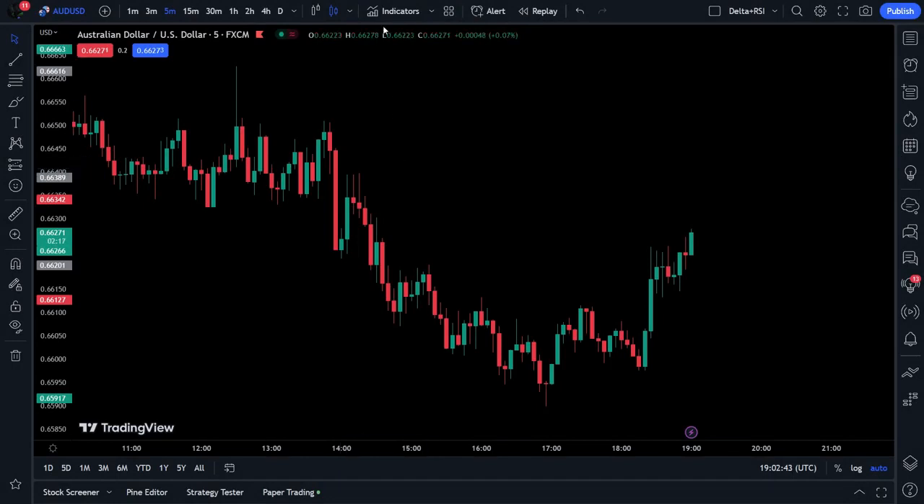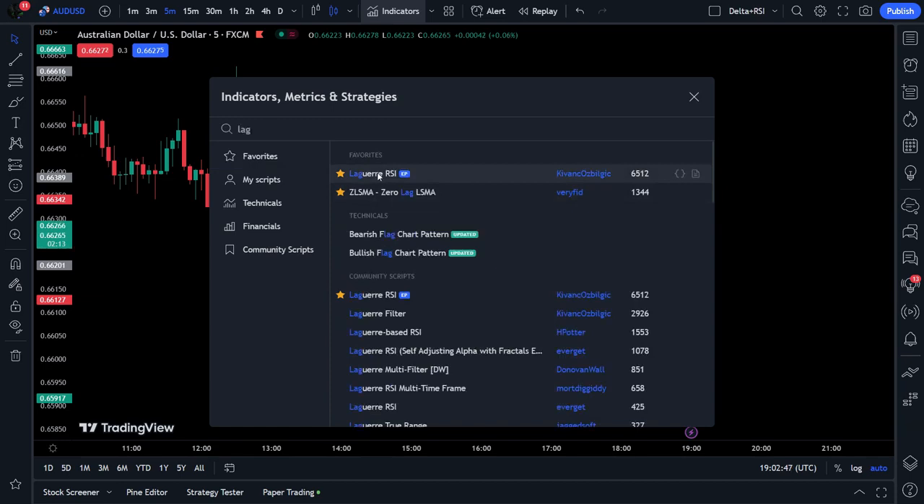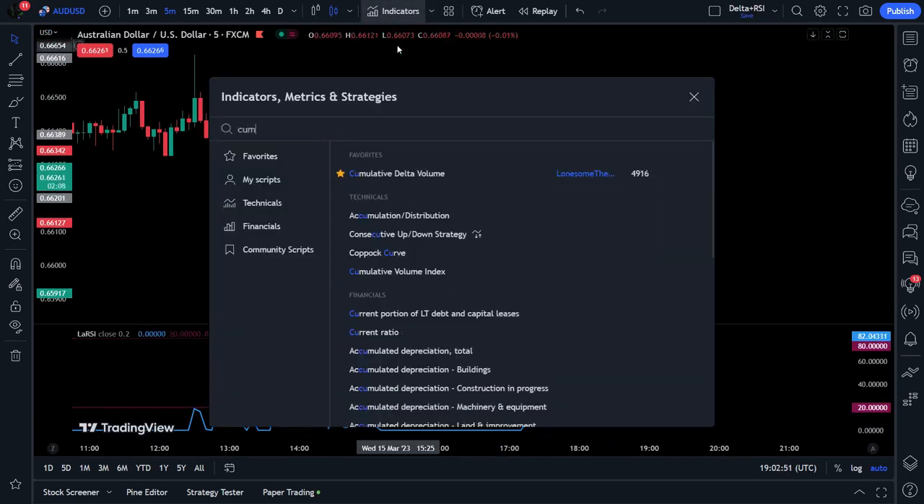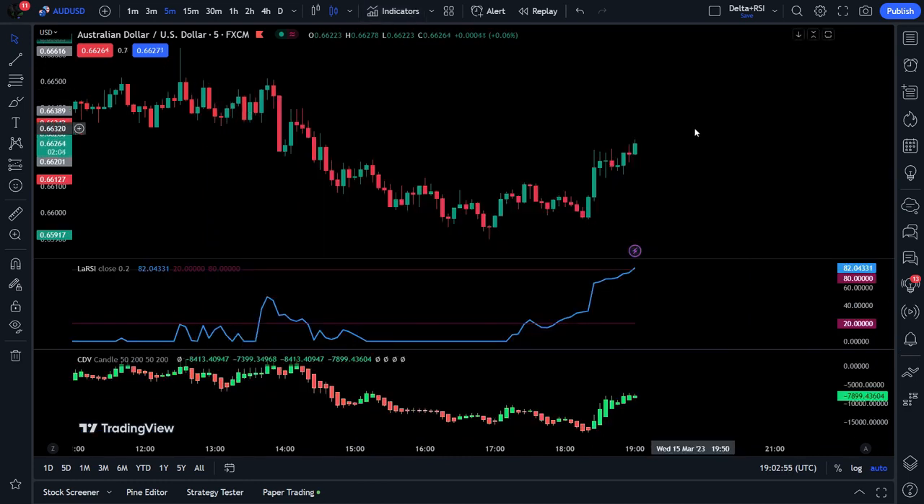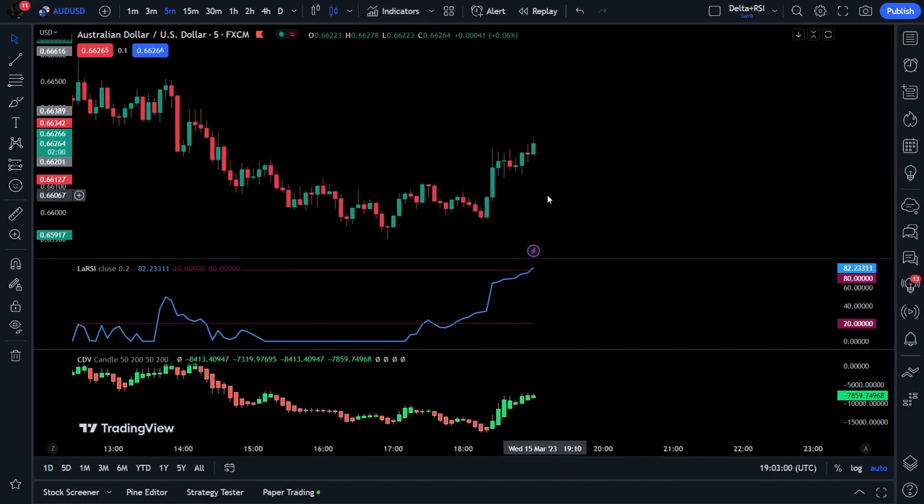First, head over to Indicators and type in Laguerre RSI. Now that is done, let's head over to Indicators one more time and type in Cumulative Delta Volume. I have used Cumulative Delta before in one of my previous videos, and I highly suggest you watch that video where the indicator is used in another effective trading strategy.